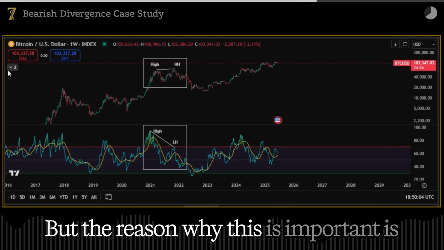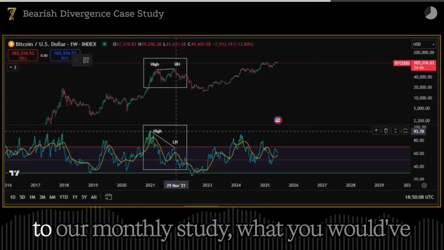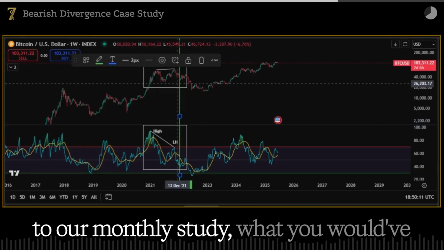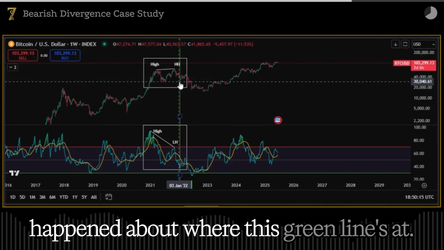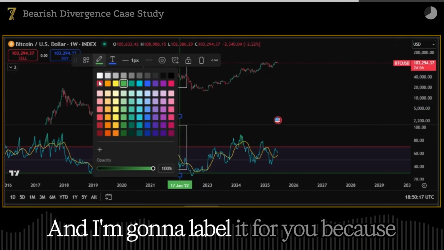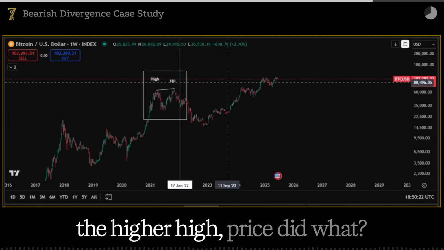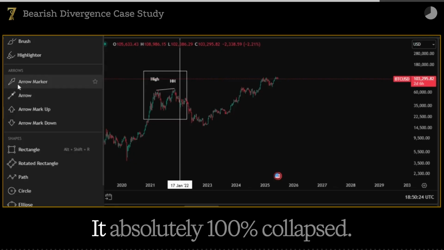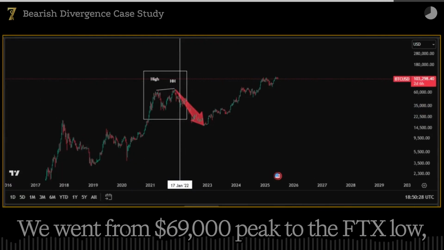But the reason why this is important is because in the case of Bitcoin, if we went back to our monthly study, what you would have noticed was there was a key trigger that happened about where this green line's at. Okay, and I'm going to label it for you. Because once this divergence played out with the higher high, price did what? It absolutely 100% collapsed.